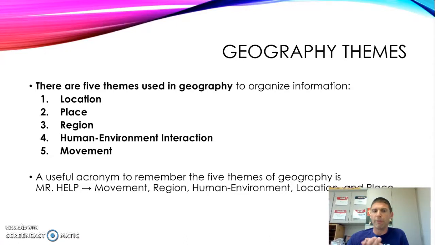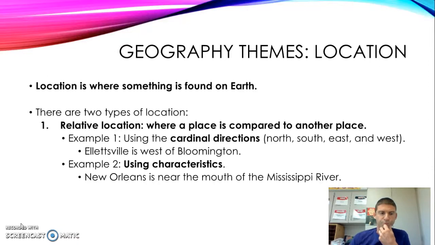There are 5 themes of geography. These are general terms here. Usually the acronym we use to remember these is Mr. Help, and they are location, place, region, human-environment interaction, and movement. I'm going to spend a few minutes talking about these. That's what the rest of this video is about, these 5 primary components.